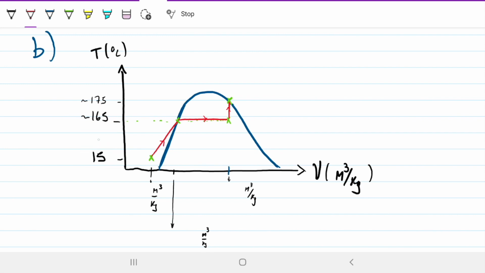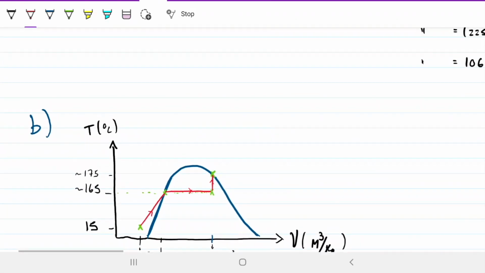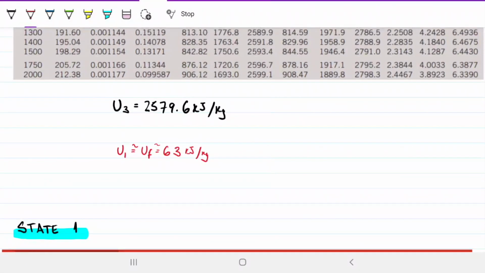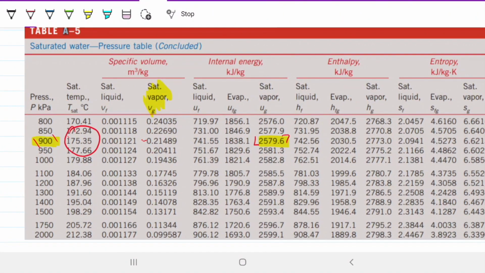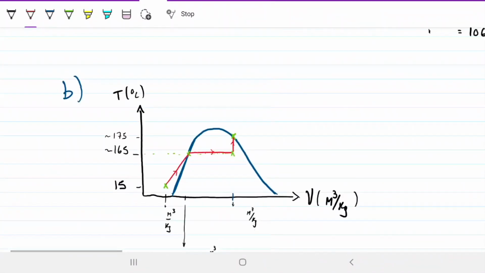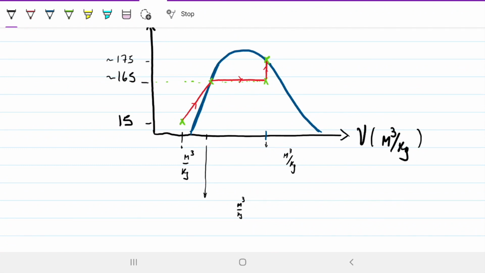This is 15, we knew that from the start. This is 65, we knew that from the start. The 175 I got from state 3. So if you go to state 3, this is where I got it from. It's 900 kilopascals and the temperature is about 175. And then the specific volumes, we can write them all down. The first one is approximately equal to the saturated liquid one, and that is 0.00001 right there. This one is the one that we calculated from the start, so we got the 0.86 and then we divided by 4, and then we got 215. Voila.